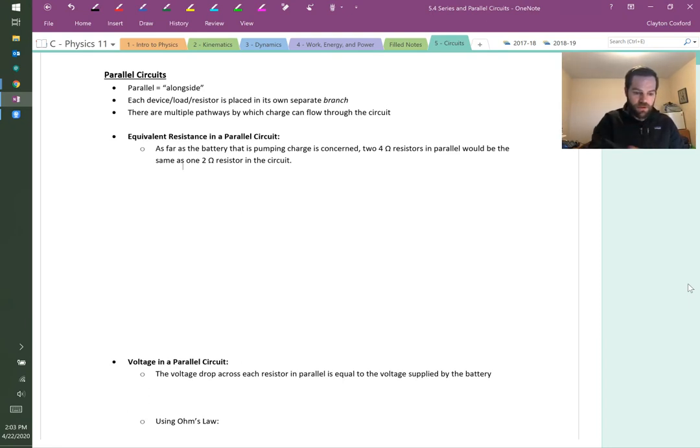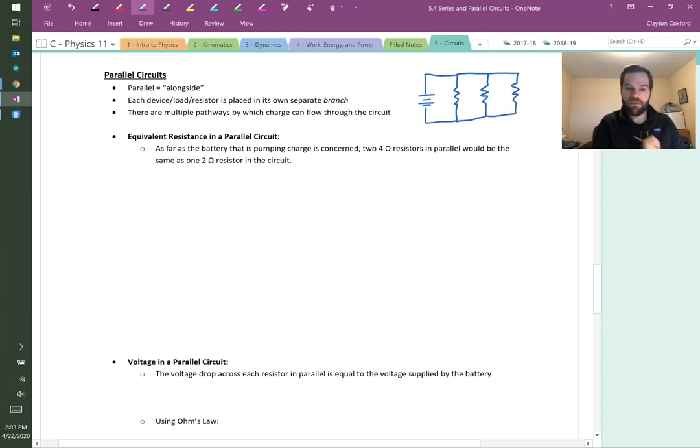Let me draw you a quick little picture of what you might see in a parallel circuit. Might have a little battery here, and then in the first branch, you might have one resistor, and then connected to it in its own separate branch is another resistor, and maybe even in a third branch, you'd have another resistor. These here are the branches of our circuit.